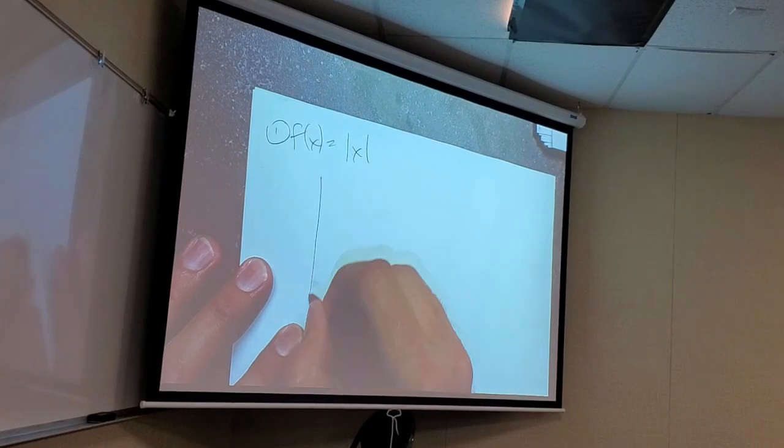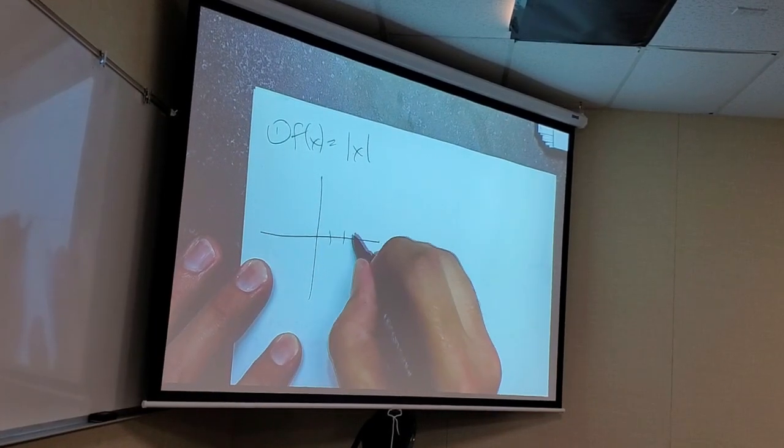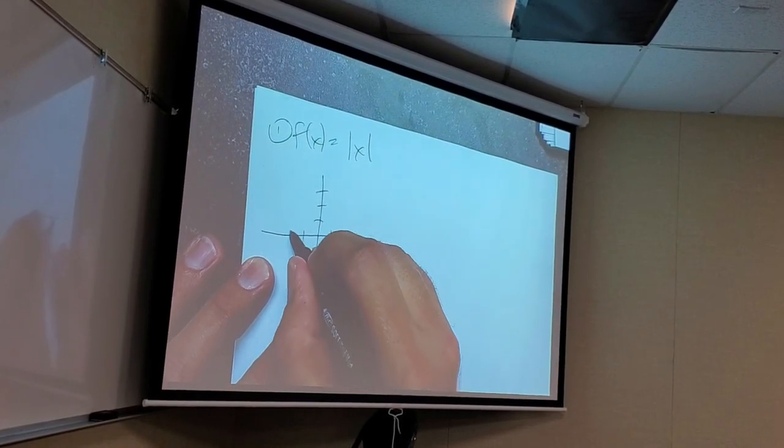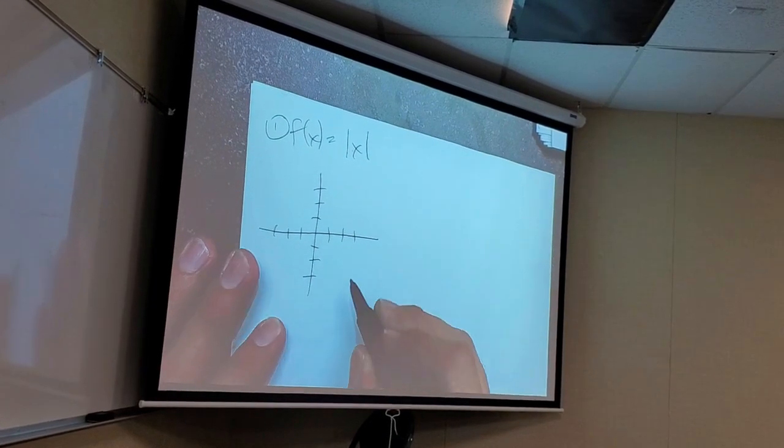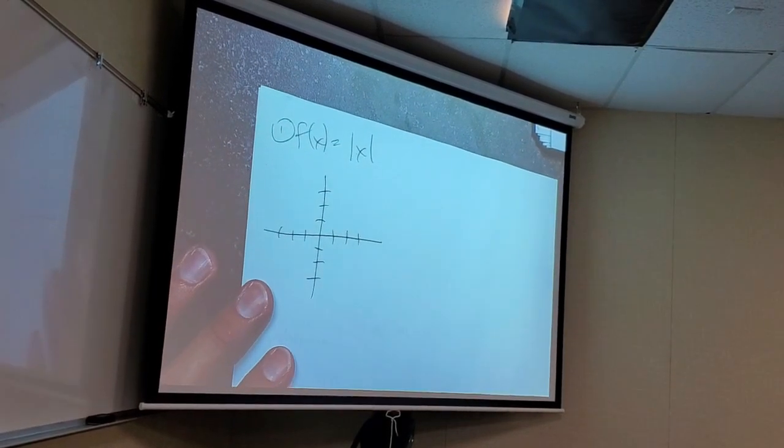So make a nice little graph. 1, 2, 3, 1, 2, 3, 1, 2, 3. Sure, we'll put some negatives, but we know they're not going to be used. Poor little dudes, right?